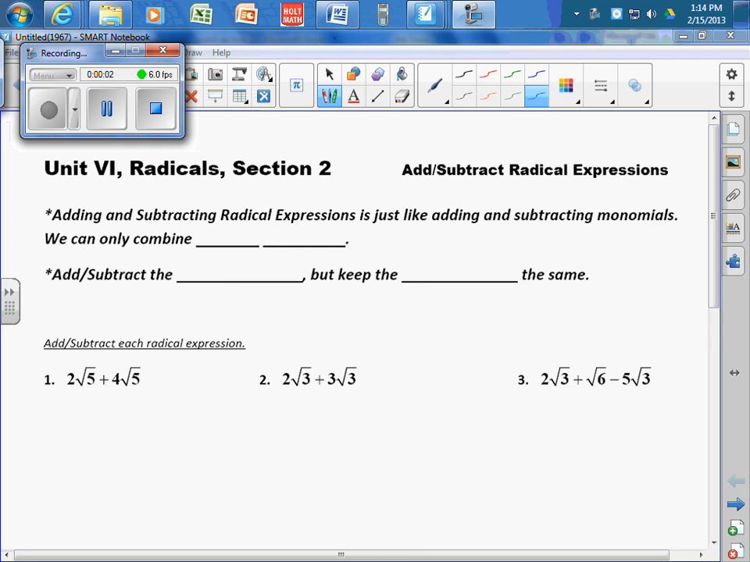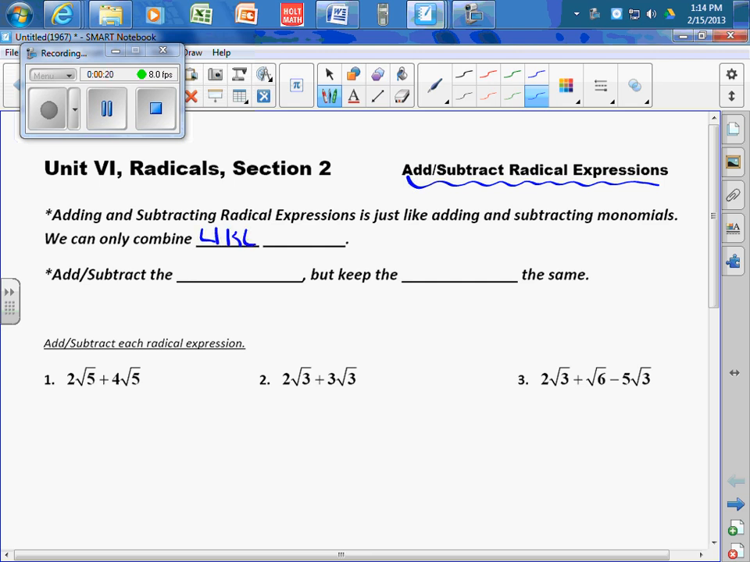Well, in section 2 here, we're going to learn how to add and subtract radical expressions. And when adding and subtracting radical expressions, it's just like adding and subtracting monomials. We can only combine like terms. And in this case, we're only going to be able to combine like radicals. What do I mean by that?